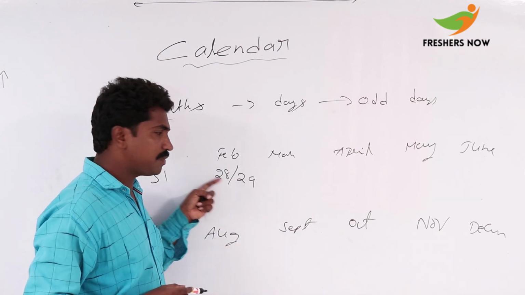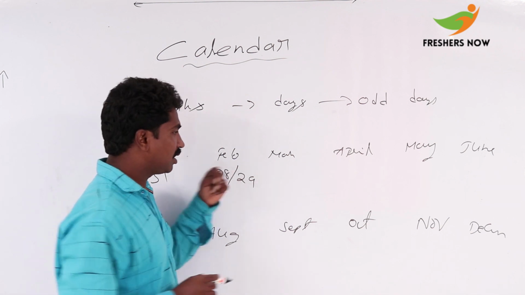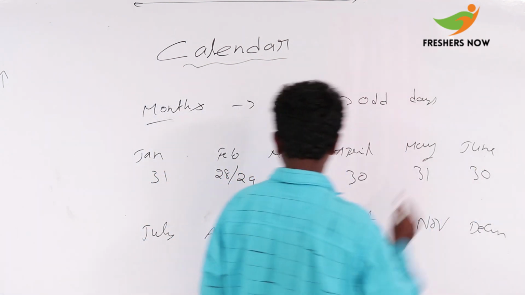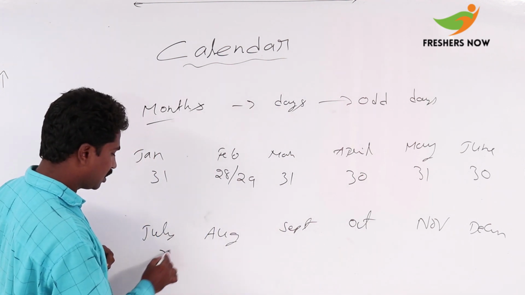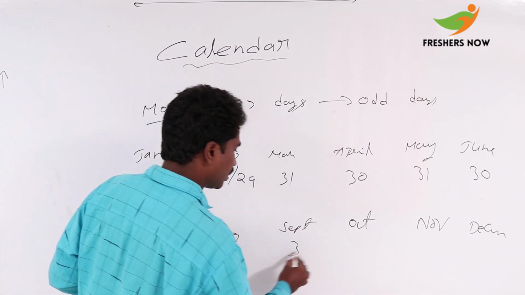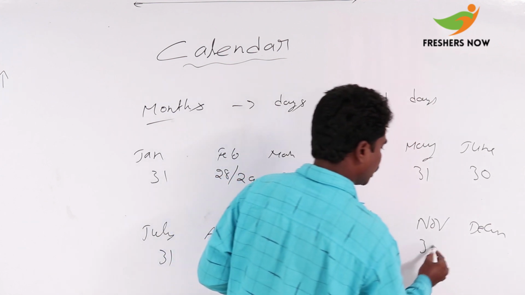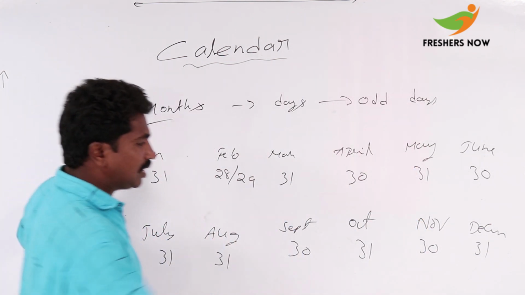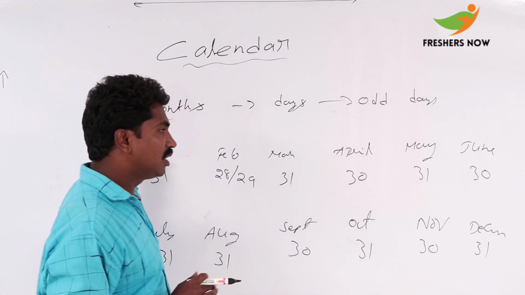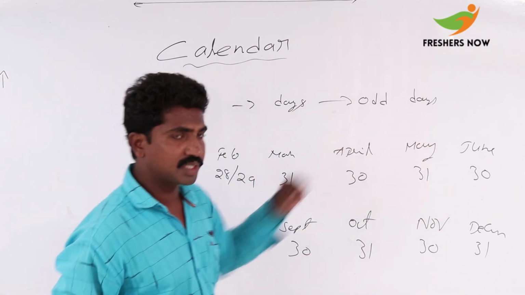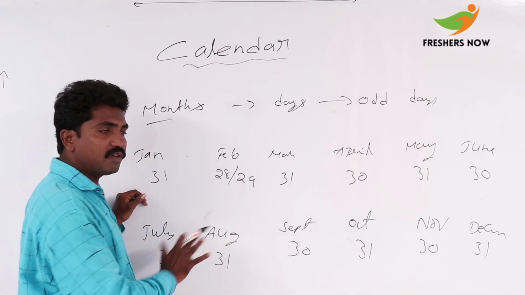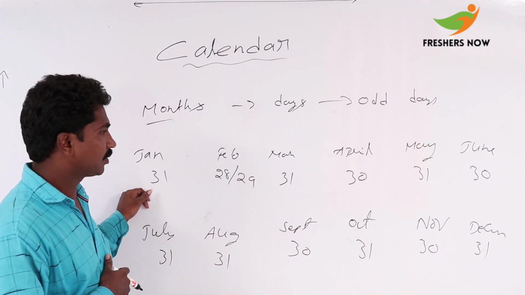28 days for non-leap year, 29 for leap year. March 31, April 30, May 31, June 30, July 31. August also 31, September 30, October 31, November 30, December 31. Here for January starting 31 and ending 31 for December. After 6 months, for July and August, the 7th month and 8th month, 31, 31 repeats.